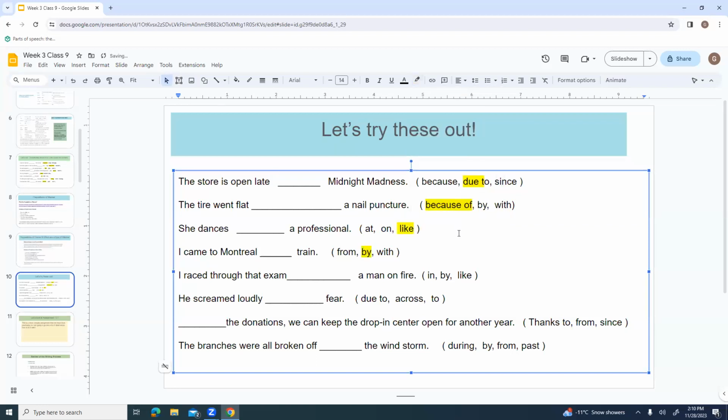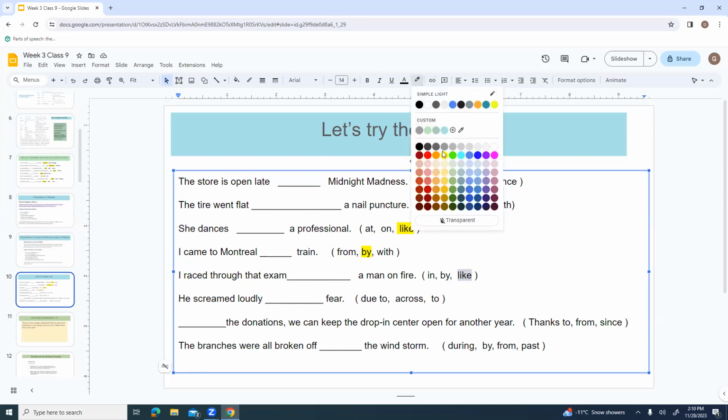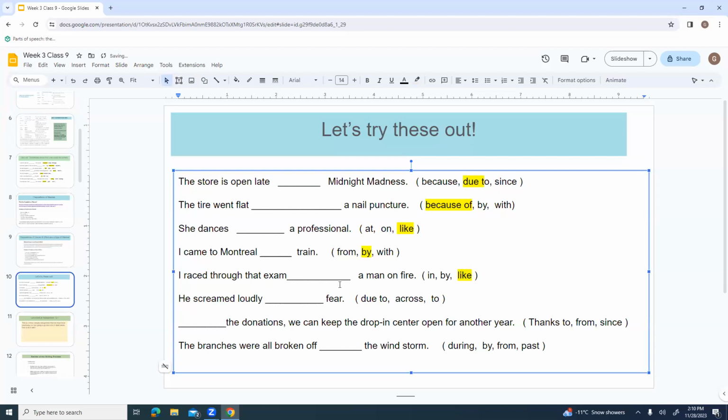I raced through that exam something a man on fire. So we're comparing how he raced to a man on fire. When you're thinking of comparing, you're thinking of words like or as. Those are words we use to compare things.